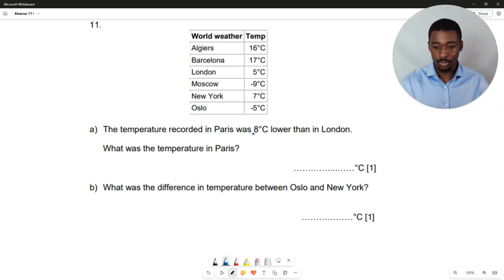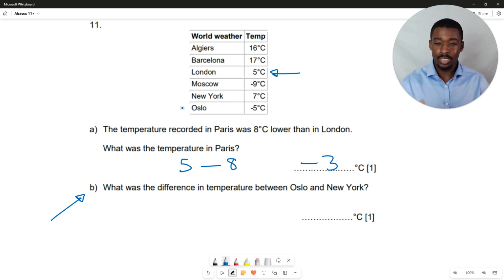So here for this next question, we're told the temperature in Paris was 8 degrees Celsius lower than in London. What was that temperature? So we take London 5 degrees Celsius and we subtract 8 degrees Celsius. So we do 5 minus 8, giving us -3 degrees Celsius. And then for part B, what was the difference in temperature between Oslo and New York?